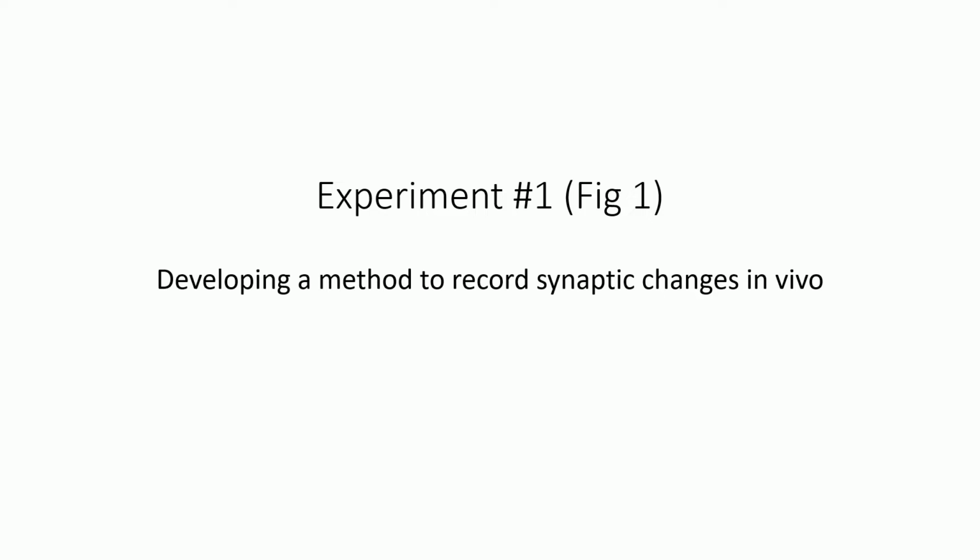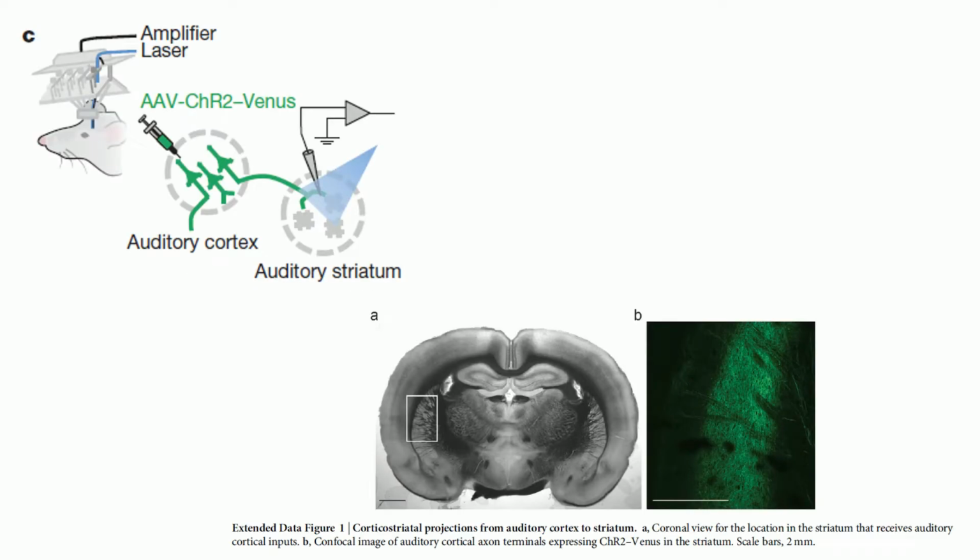In their first experiment, the authors developed a method to record synaptic changes in vivo. Authors injected the auditory cortex of a rat with an AAV virus expressing the optogenetic channel rhodopsin 2. This means that they could shine light pulses into specific areas of the striatum where the infected auditory cortex axons projected, and cause those axons to fire, releasing their glutamate on striatal dendrites in that illuminated region.